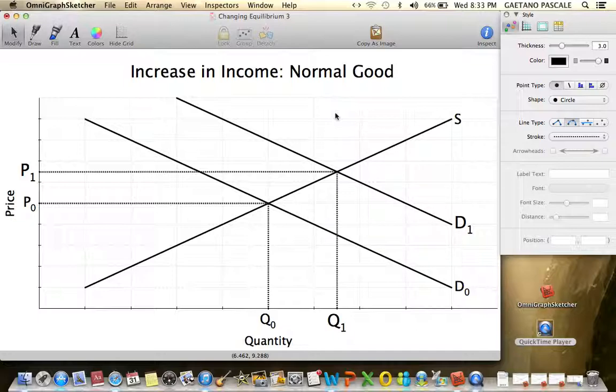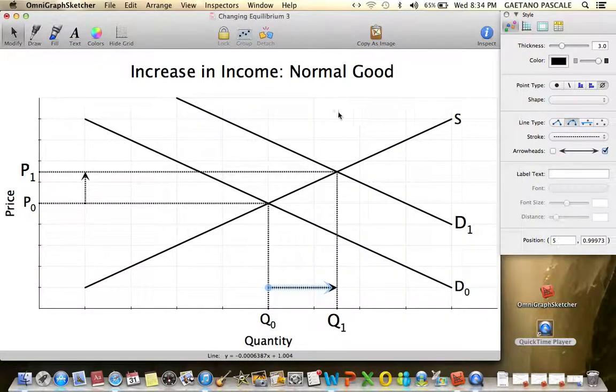So if we have an increase in income for a normal good, what will happen to the equilibrium price? The equilibrium price will increase. The new price is higher than the original price, and what happens to the quantity? The equilibrium quantity will also increase.